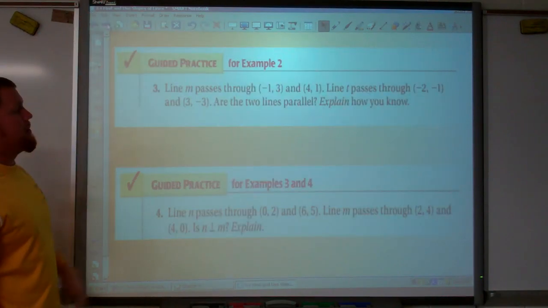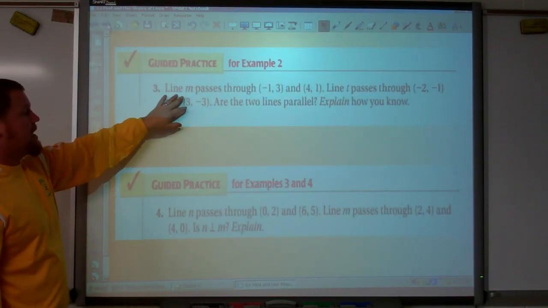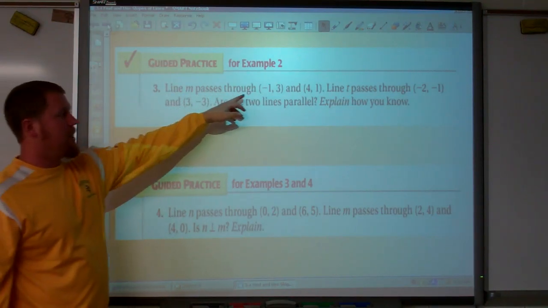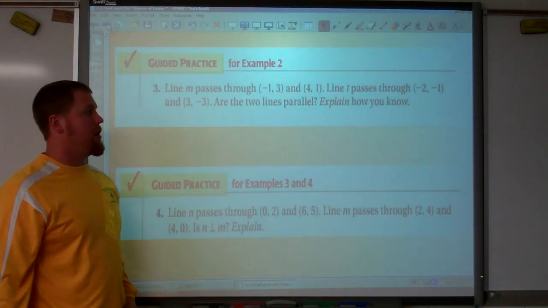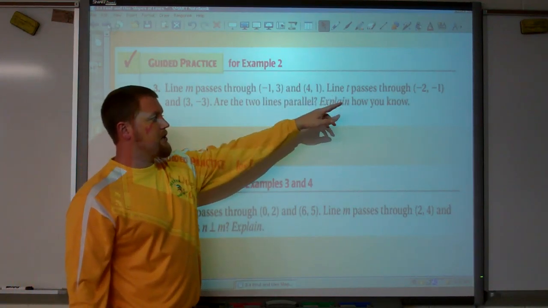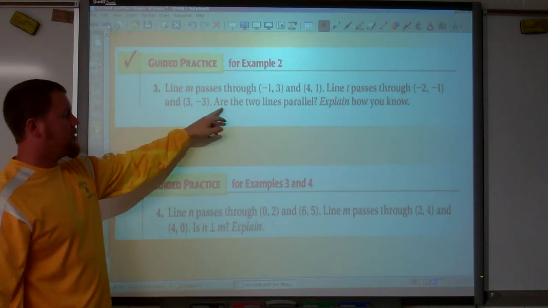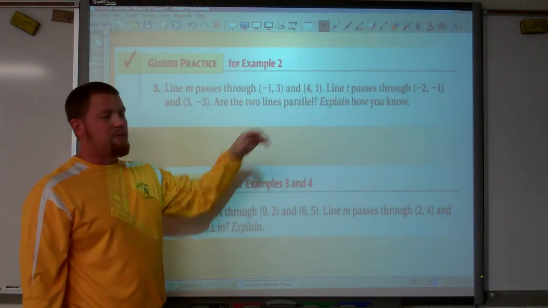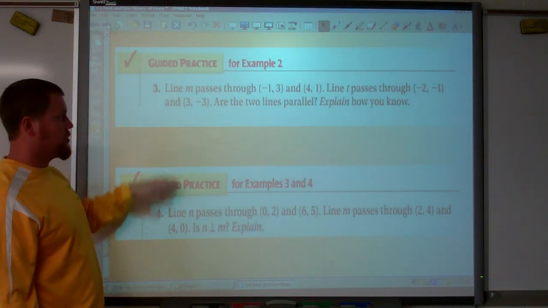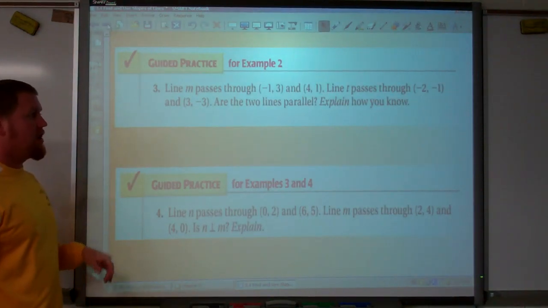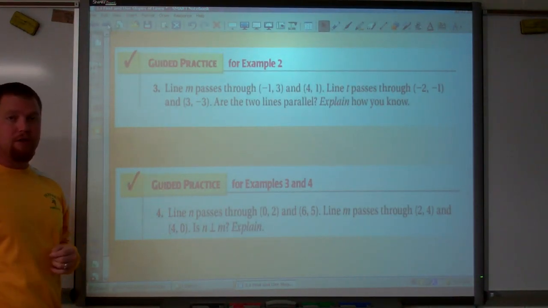Okay, here's the second one. Actually, 2 sets of problems here. First one, line M passes through -1, 3, and 4, -1. Line T passes through -2, -1, and 3, -3. Are the 2 lines parallel? Explain how you know. So do that in your notes. Please come to class either with the answer or with questions.